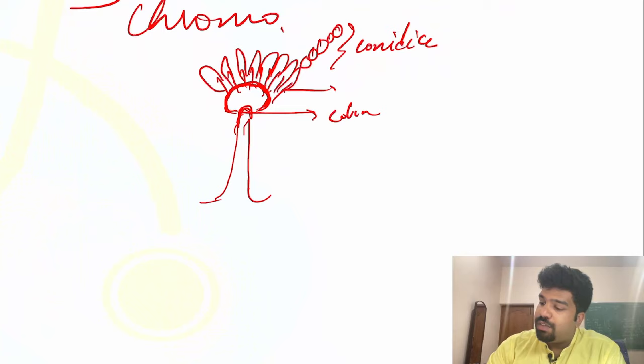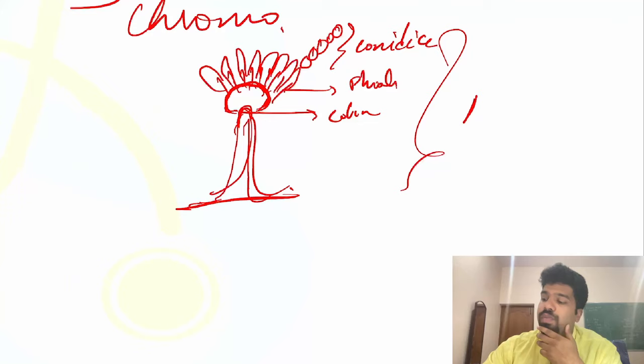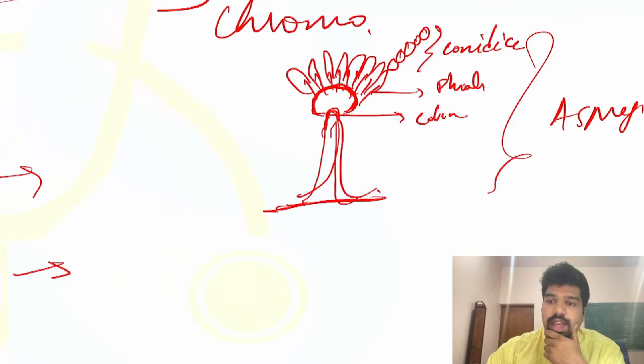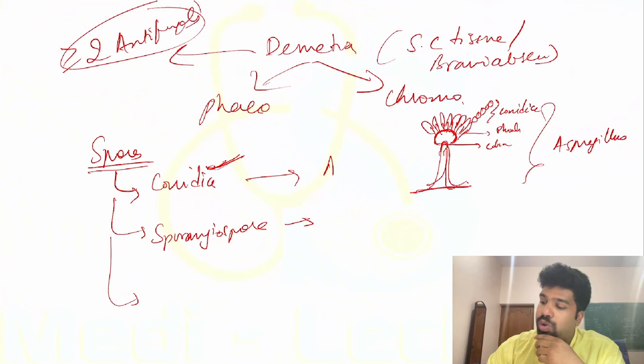This is the stalk of the fungus. This is typically what we see in Aspergillus, correct? So these are called conidium or conidia. These are the inhalational forms of Aspergillus. So conidia is seen in Aspergillus.